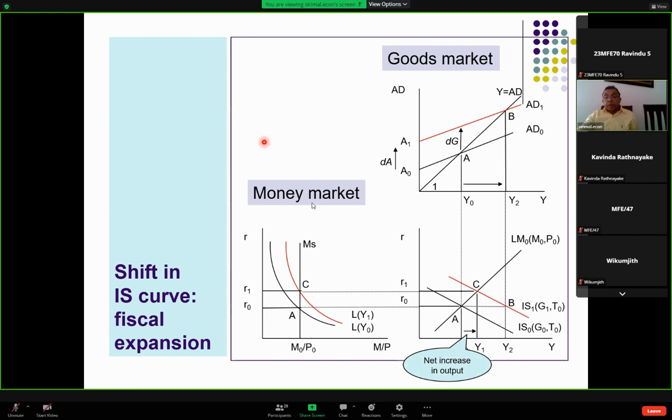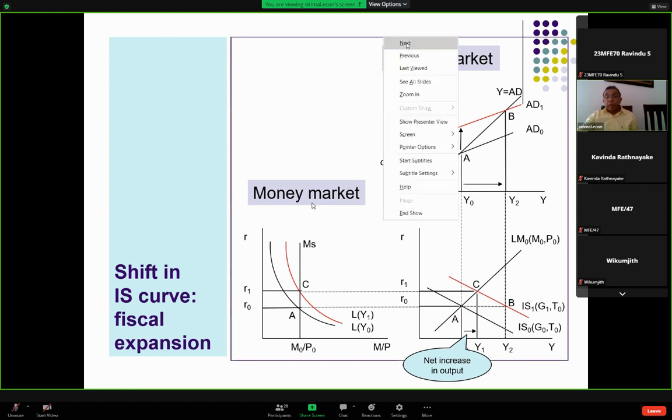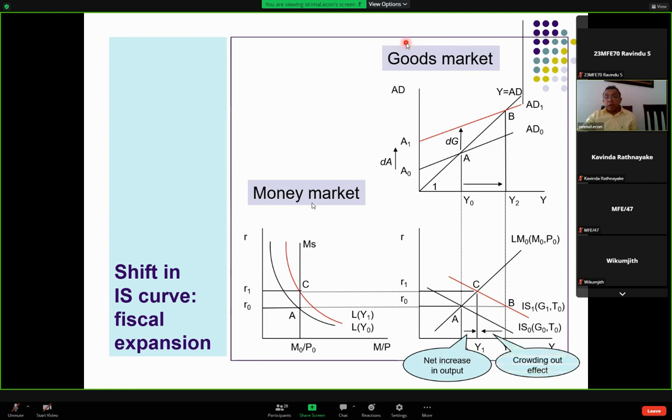Net increase in output level, only this amount. Now we have lost Y1 to Y2, this portion. It has a very special macroeconomic name. What is that name? Crowding out effect. What is crowding out effect?